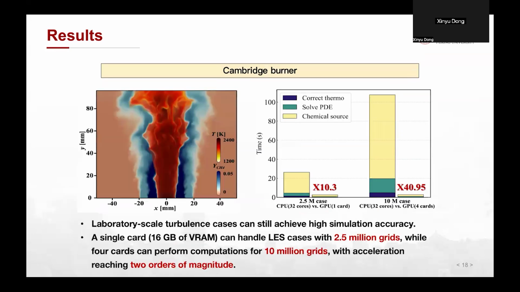And there are some other results. The laboratory scale turbulence cases can still achieve high simulation accuracy, and a single card can handle LES cases with 2.5 million grids.